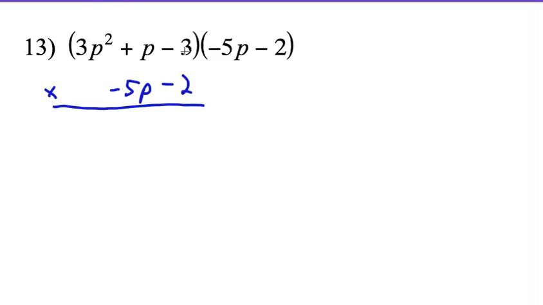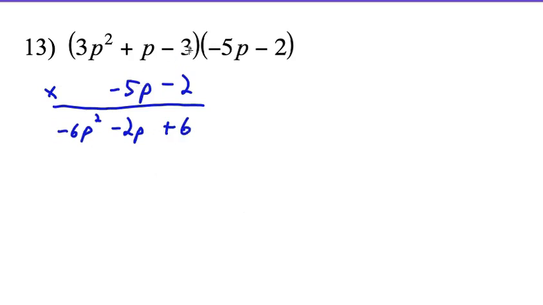So negative 2 times negative 3 is positive 6. Negative 2 times 1p is negative 2p. And negative 2 times 3p squared is negative 6p squared. So really all I did there is distribute the negative 2. I just have it organized a little differently. Well, now I also need to distribute the negative 5p. And when I do that, I'm going to line up my like terms with these.